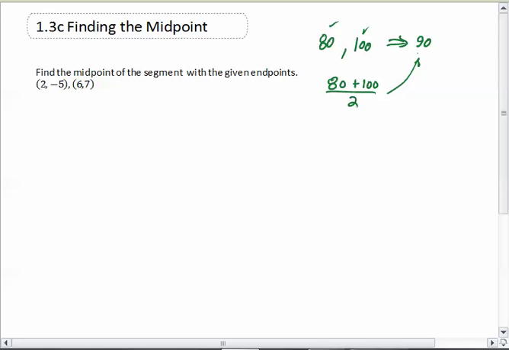So let's take that same idea and look at finding the midpoint of a segment if we have the endpoints. First thing I want to do is make a quick little coordinate plane, and I'm going to put these two points on. I'm going to go over 2, -5. There's one of the points. And I'm going to go over 6 and up 7.